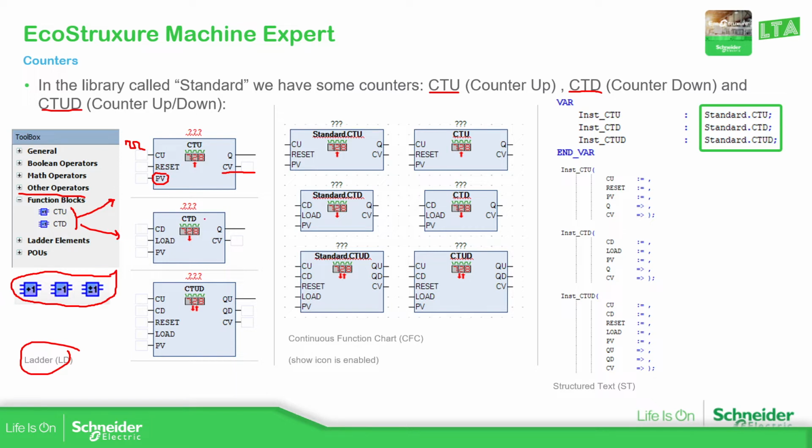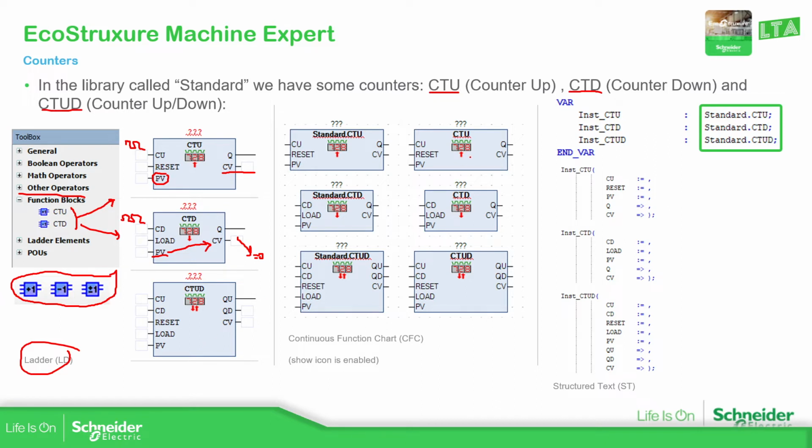The opposite would be the counter down. You use the PV, which is the preset, and this one is the load. When you activate the load, the PV value is moved to the CV, and every time you make pulses on the counter down, it decreases the value of the CV, and when this value reaches 0, the output Q will be true. Then you have the combination of these two in this one. So this is how it works in ladder.